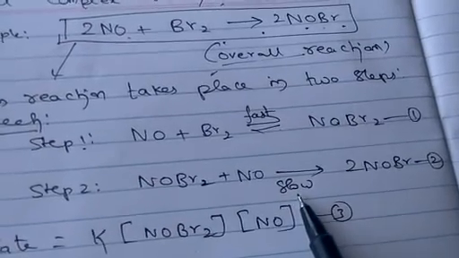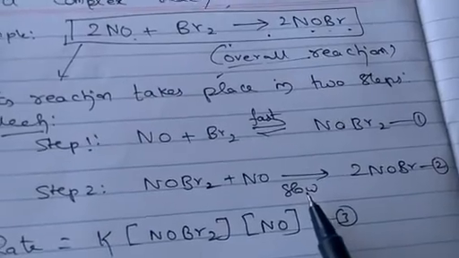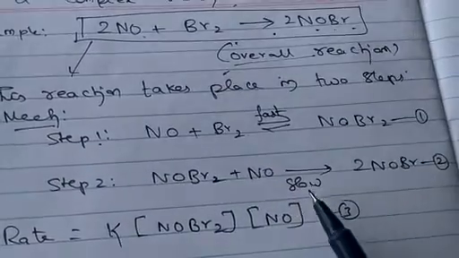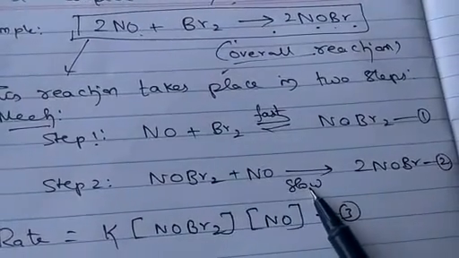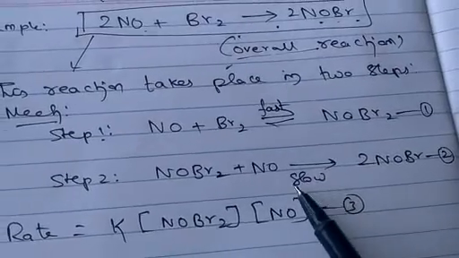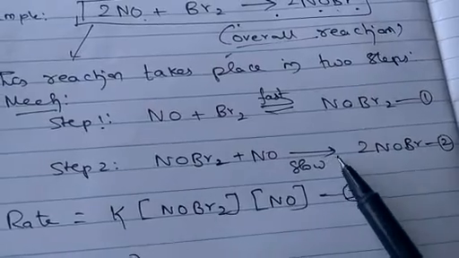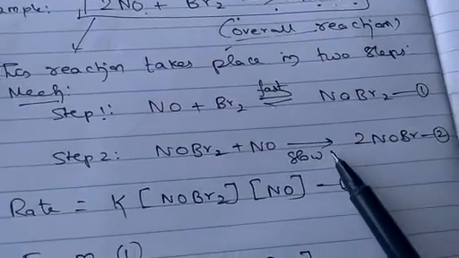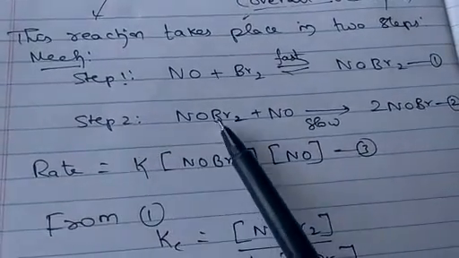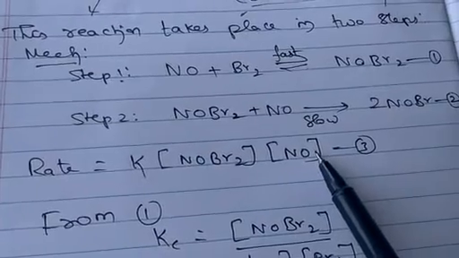So we know that the rate of reaction depends on the slowest step of the reaction. For this reaction we have two steps, one fast, one slow. This slowest step is the rate determining step. So the rate of the reaction according to the rate law is based on this slowest step. So I write the rate law for this step: rate is equal to k into concentration of NOBr2 into concentration of NO.